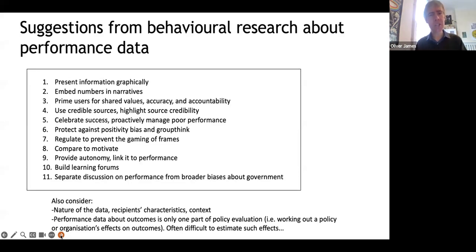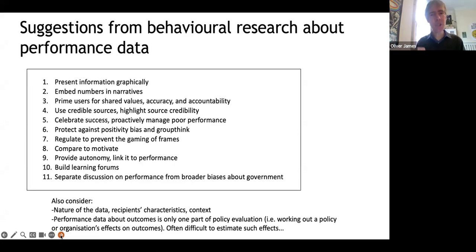But then there's a whole range of potential recommendations, if you like, but they very much depend on the nature of the data and the recipient's characteristics. Are you communicating to citizens, service users, public managers, the funders, or the investors in the case of impact bonds and so on? Because of course they're going to be very different in their characteristics and the context in which they're receiving the information.